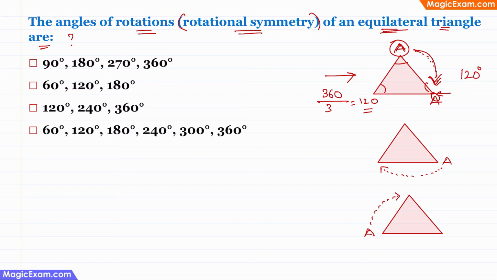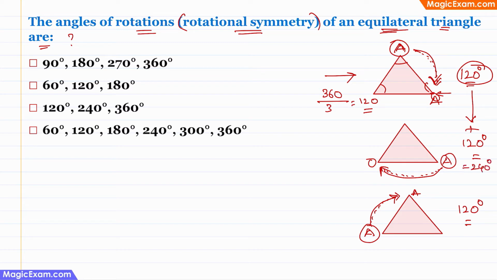Similarly, if we have to move point A from here to here, then we again have to move it 120 degrees. And similarly, if we have to move point A from here to here, again we have to rotate it 120 degrees. So now in each step, we are rotating it by 120 degrees. Now if we look at it, the first step was 120 degrees. The second step was 120 plus 120, that is equal to 240 degrees. And the third step was 240 degrees plus 120 degrees, that is 360 degrees. So it made a full circle, that is 360 degrees, in 3 steps. And therefore the rotational symmetry of this equilateral triangle is 120 degrees, 240 degrees and 360 degrees. So the answer here is 120, 240 and 360.